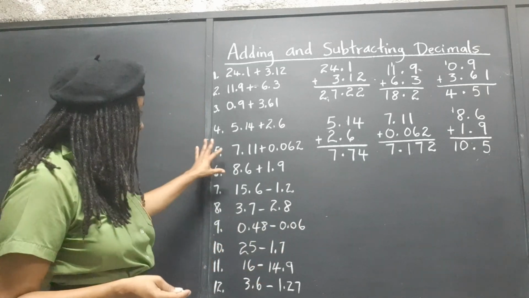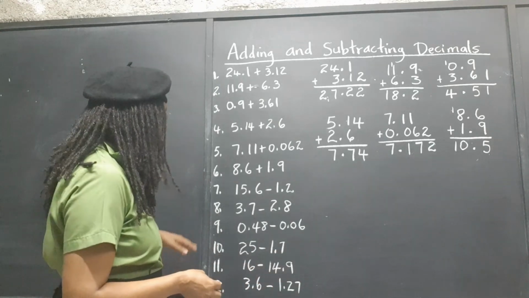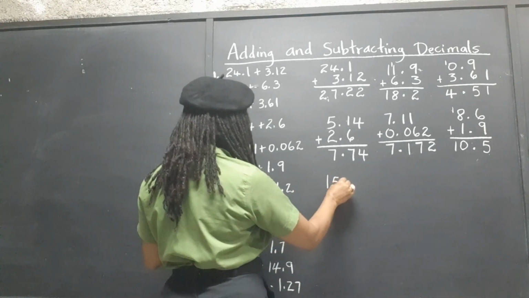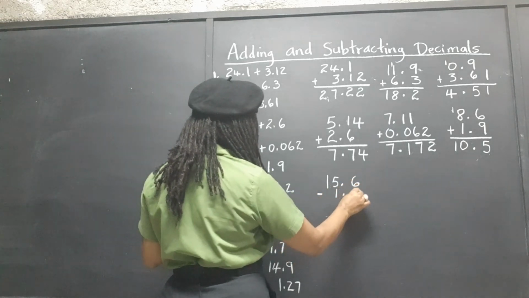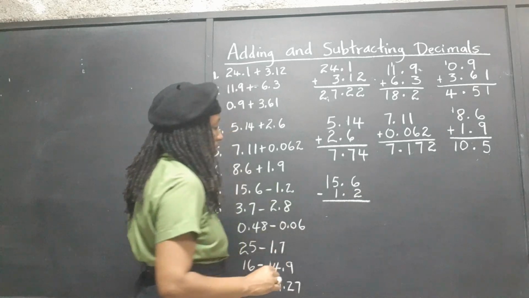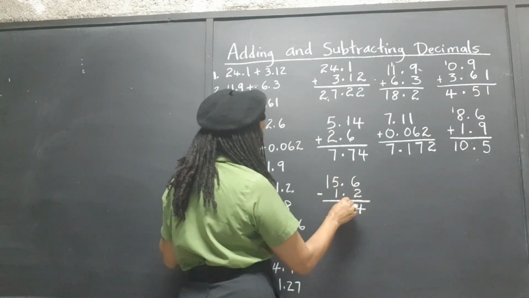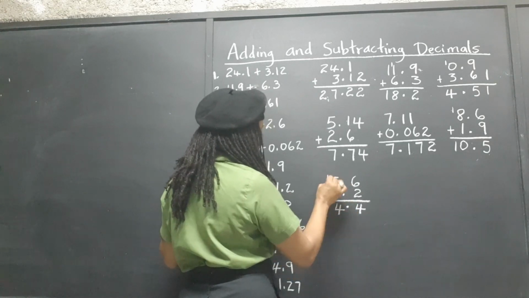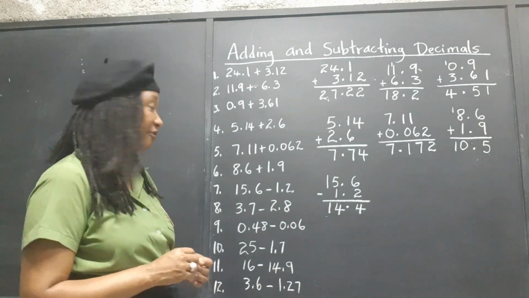Alright, so that's the addition. So now we're going to do the subtraction. We have 15.6 and we're taking away 1.2. So 6 take away 2 gives 4, bring down your decimal point. 5 take away 1 is 4, and we bring down the 1. So the answer is 14.4.